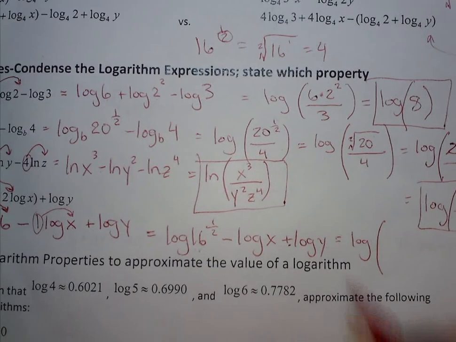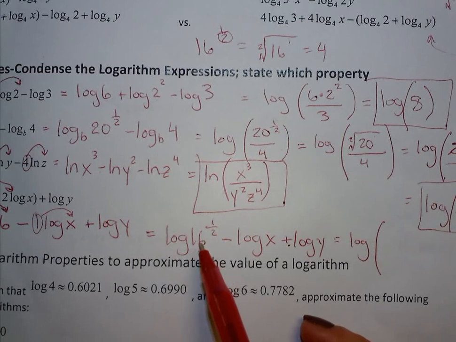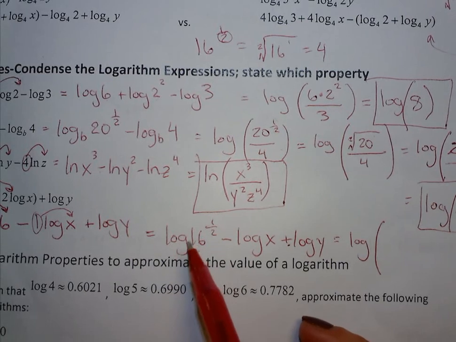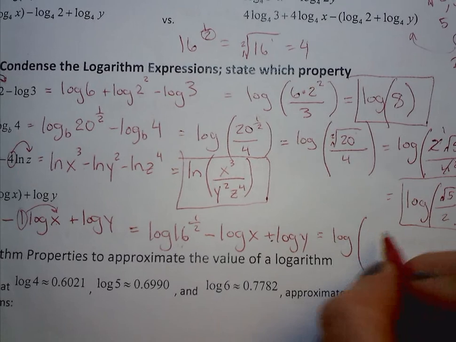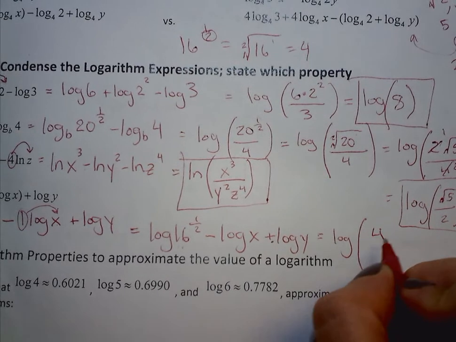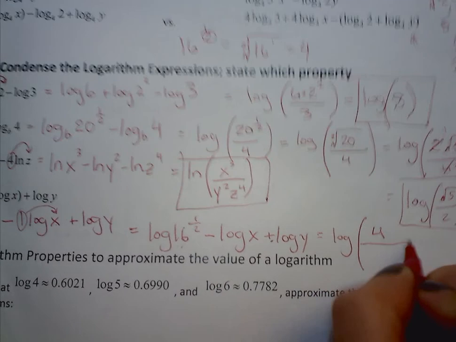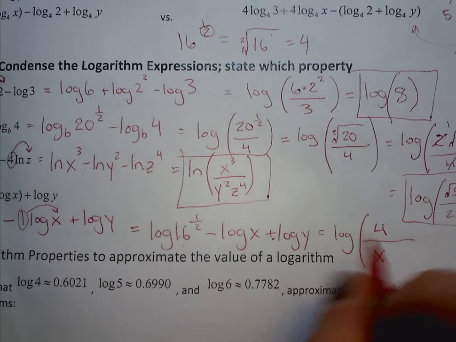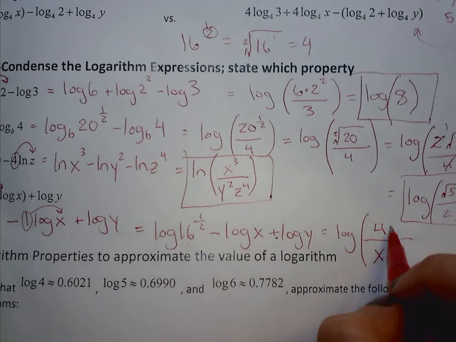So I'm going to change this. Instead of log of 16 to the 1/2, I'm going to say this is actually log of 4. So I have 4 here. I'm dividing by x, since that was subtraction, and I'm multiplying by y, since that was addition.